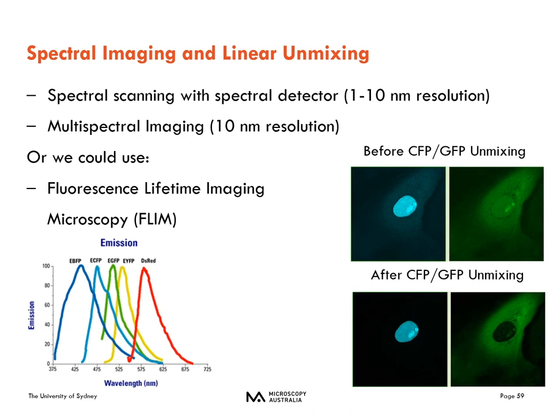Spectral imaging coupled with linear unmixing is an advanced technique used to discriminate individual emission spectra from fluorophore combinations. This analysis determines the relative contribution from each fluorophore for every pixel of the image and ultimately separates each fluorophore. We can use the spectral detector on the confocal to run spectral scanning, with a resolution of 1 to 10 nanometers, or use multispectral detectors on the camera with multispectral imaging, or we can also run fluorescence lifetime imaging microscopy in the end to separate each fluorophore.